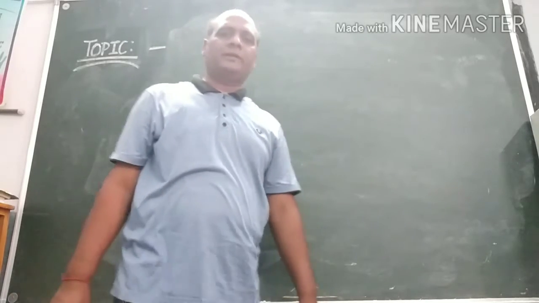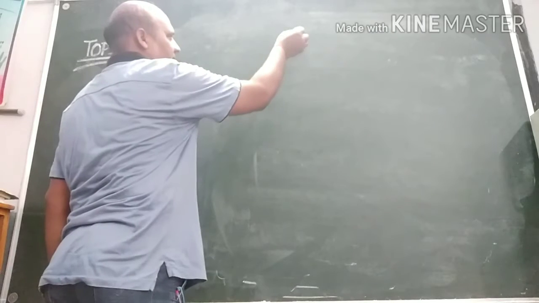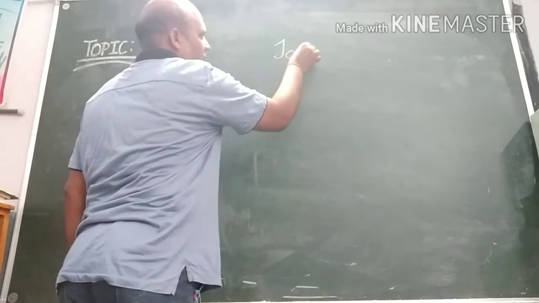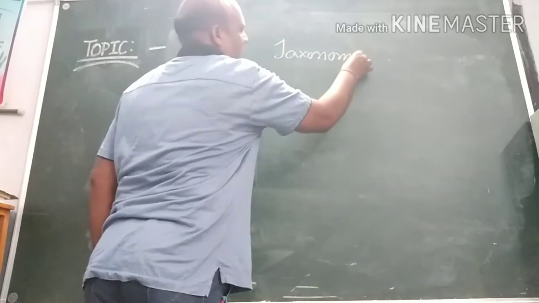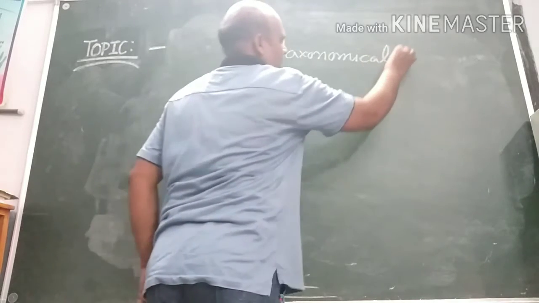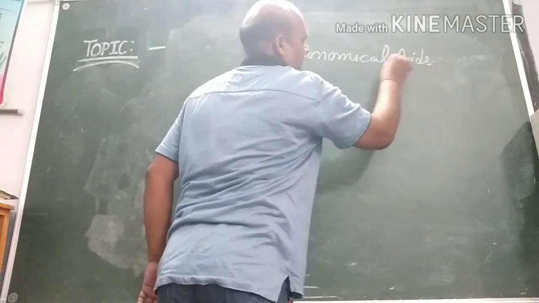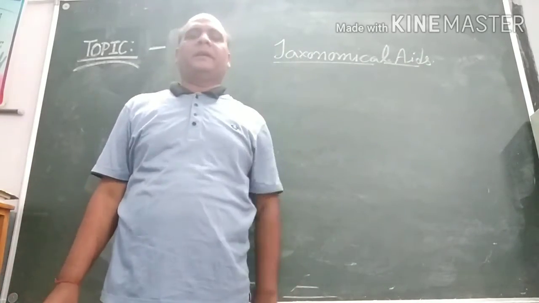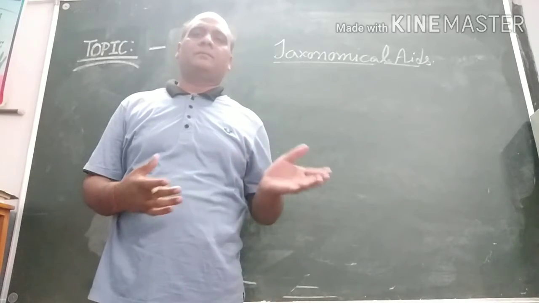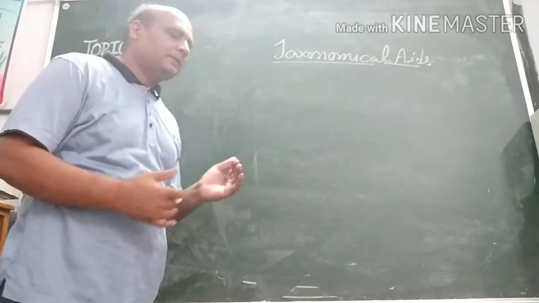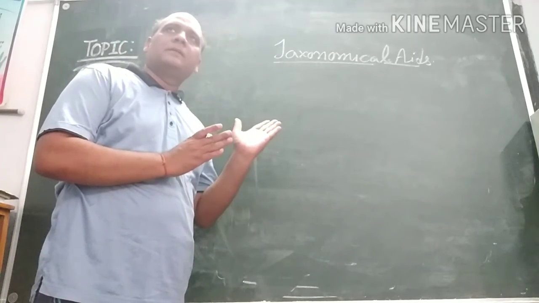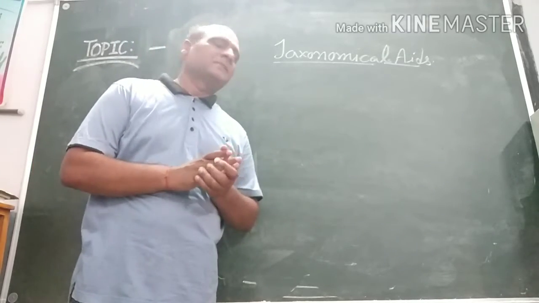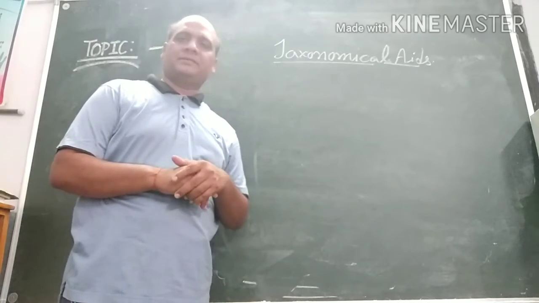Hello students, today we learn about the first chapter. The topic is taxonomical aids. What is taxonomical aids? The aids are materials which help in the taxonomy or identification of organism, called taxonomical aids.